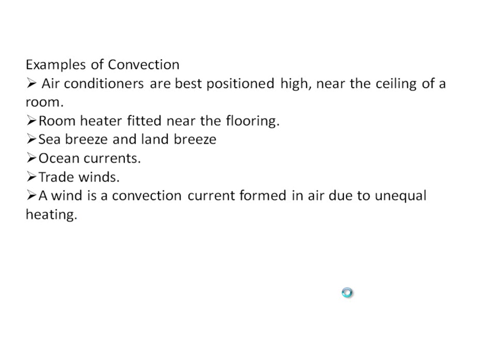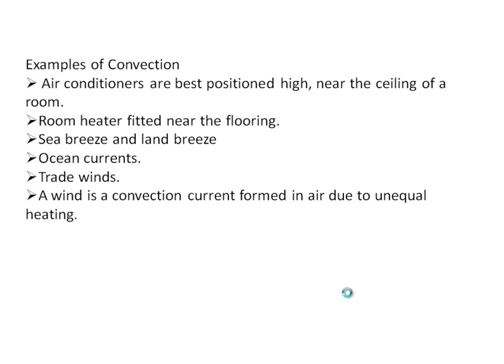Some examples of convection. Air conditioners are best positioned high near the ceiling of a room. Room heaters are fitted near the floor. Sea breeze and land breeze are examples of naturally occurring convection. Ocean currents and trade winds are also examples of convection. A wind is a convection current formed in air due to unequal heating.